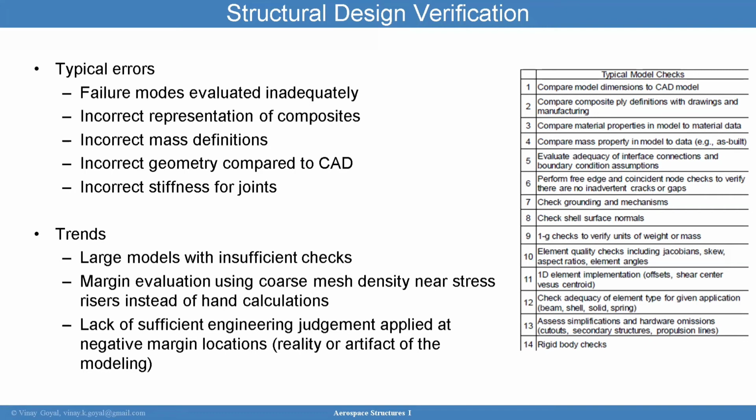The trend that we're seeing more and more is that large models are being used that have insufficient checks. The margin evaluations are basically using very coarse meshes near areas of stress concentration. So, say you have a hole in a structure, and you only have 4 or 5 elements around the hole. Well, that is not a good mesh density to properly capture the stress concentration. As a consequence, it's very important to make sure that a hand calculation is done in those situations because it will be more accurate than actually trusting the finite element model.